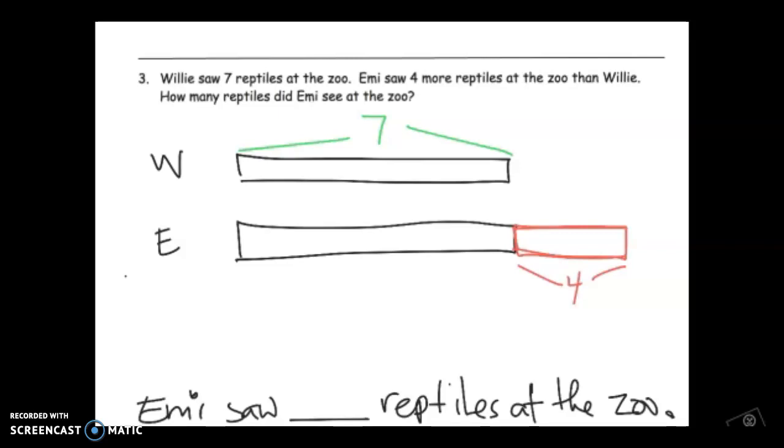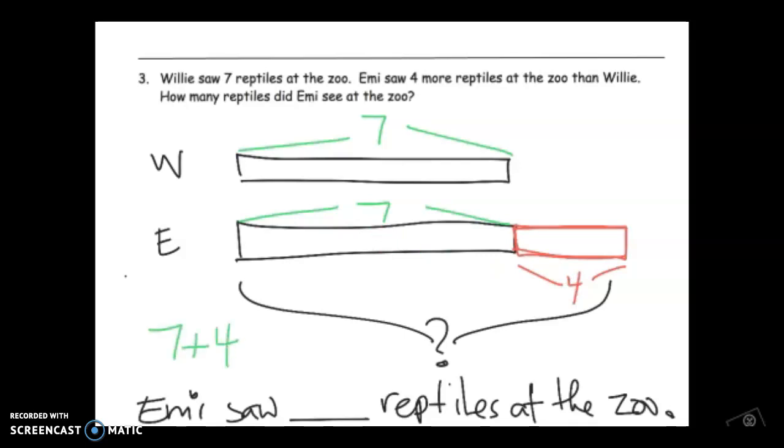So then the question is, well, how many reptiles did Emmy see? So we want to know her total, right here, her total. Well, that means we need to add this length plus this length. Well, we know this length is also 7, because remember, we started off by giving them both the exact same length. So Emmy is 7 plus 4, which is 11. So Emmy saw 11 reptiles at the zoo.